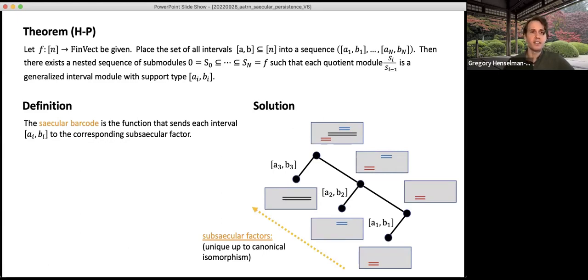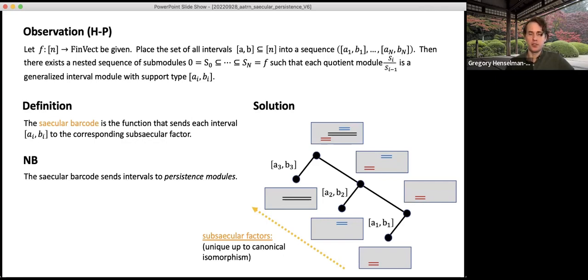Okay, so there are several things to note and be clear about. This is not your ordinary barcode. So in particular, you're not sending intervals to numbers. You're not sending intervals to isomorphism classes of groups. You're sending intervals to other persistence modules. As you might hope, this does relate strongly to the generalized persistence diagram of a meet, which does send intervals to isomorphism classes of groups. So it's not wrong to make that association.